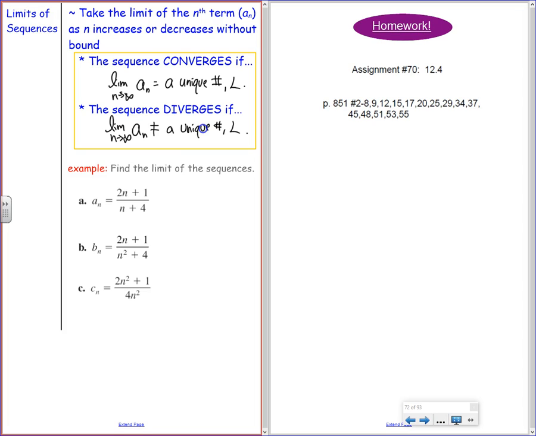So down here, when you guys were looking at the first one, what's the limit as n goes to infinity of a sub n if a sub n is equal to 2n plus 1 over n plus 4? 2. It's as easy as that. Degrees are tied, ratio of the leading coefficients. It's a very well-behaved function, no stressing about plus or minus. How about letter B? What would the limit be as n goes to infinity of a sub n?